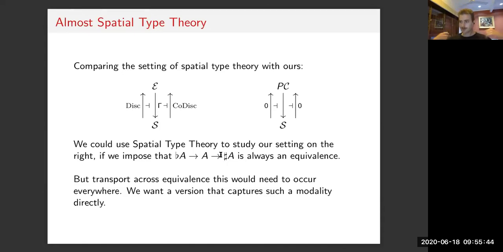But this is a little bit unsatisfying, because whenever we're working with a theory, at some point we might want to use the comonadic properties, at some point we might want to use the monadic properties, and we would have to constantly be transporting across this equivalence. So it doesn't really save us much effort. So we want a type theory which captures the situation where these two things are equal directly.